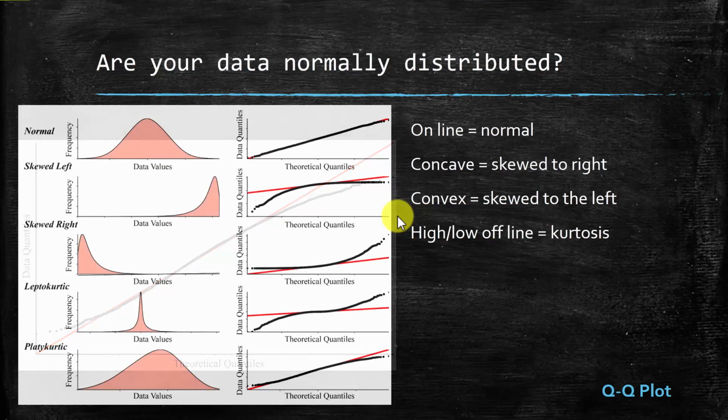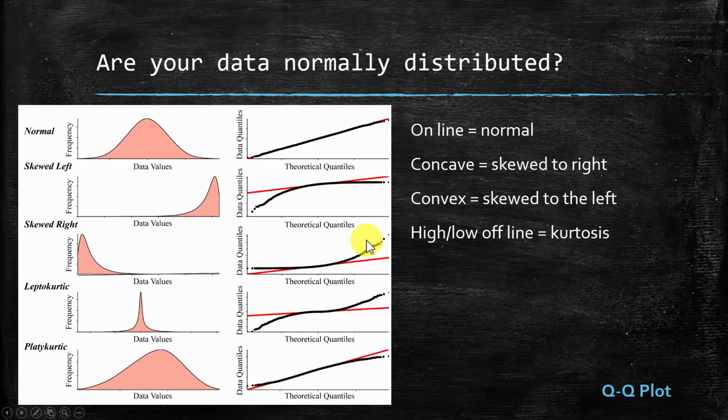Here are some examples. Here we have a normal distribution. As you can see, the points fall roughly along the line, so that would again indicate that it's roughly normal because the theoretical quantiles and the actual quantiles are similar. Here we have a distribution skewed to the left, so some outliers to the left. And as you can see here, we get a convex shape, diverging in a negative direction from the line at high and low values.